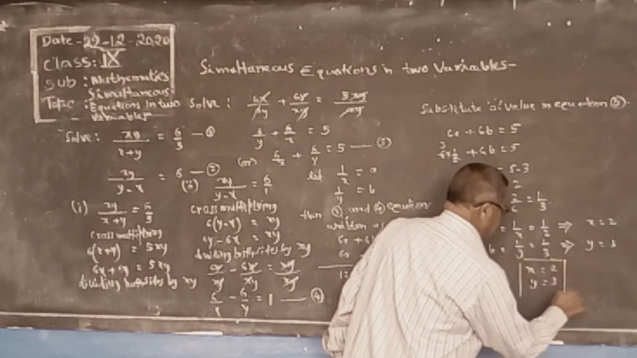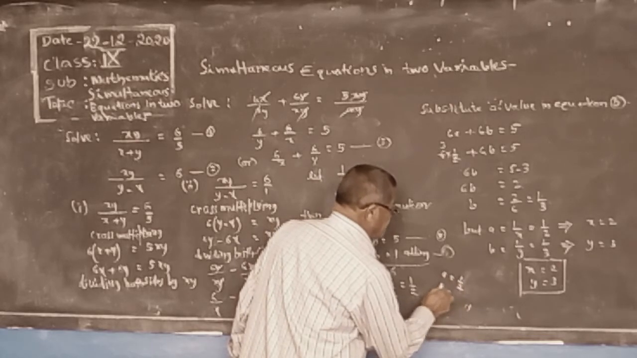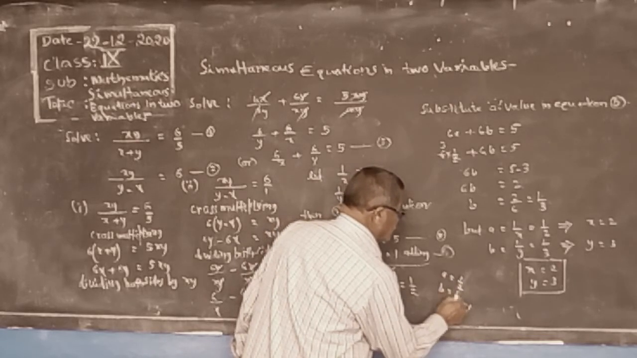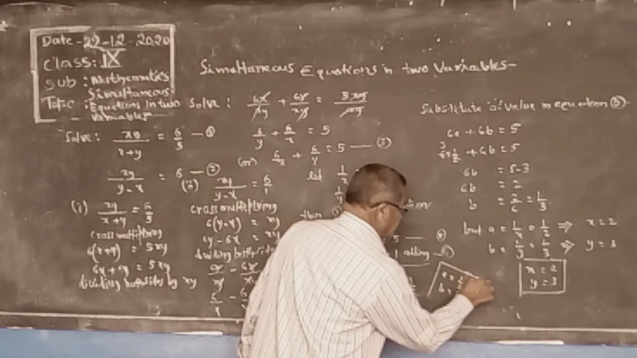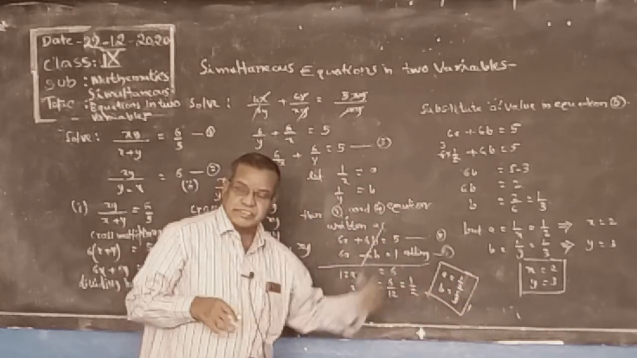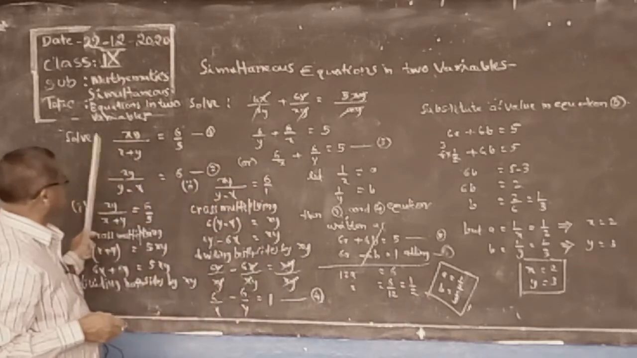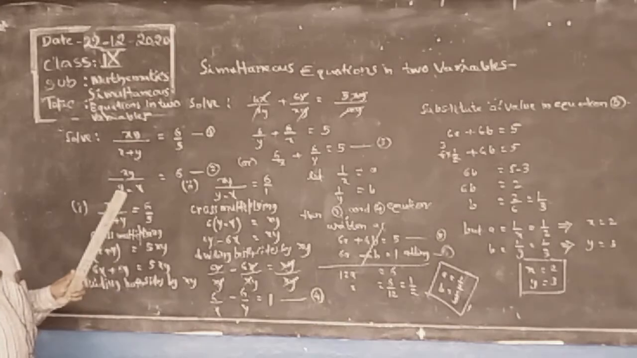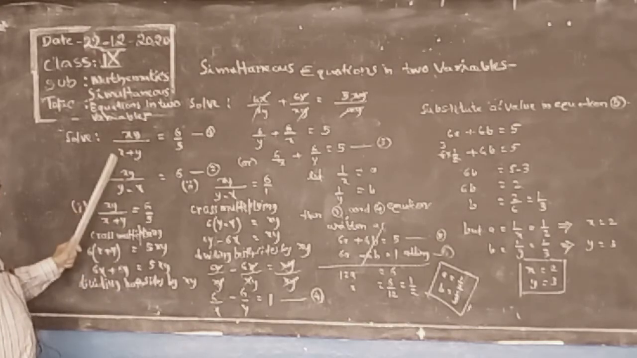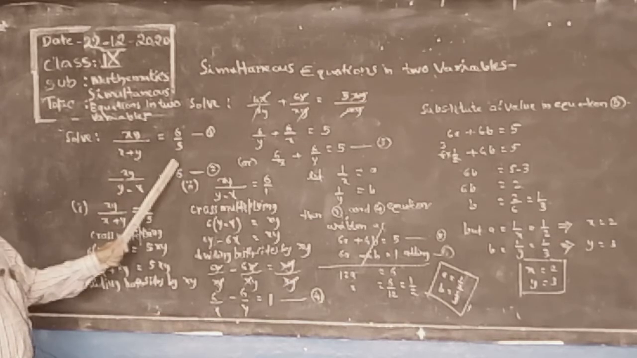Here, in the middle, a value is 1 by 2, b value is 1 by 3. We suppose a value is 1 by x, b value is 1 by y. So then the problem once again: xy by x plus y is equal to 6 by 5, xy by y minus x is equal to 6.